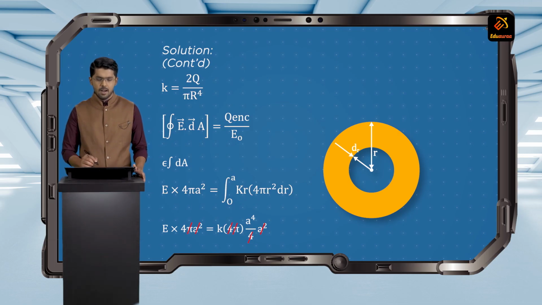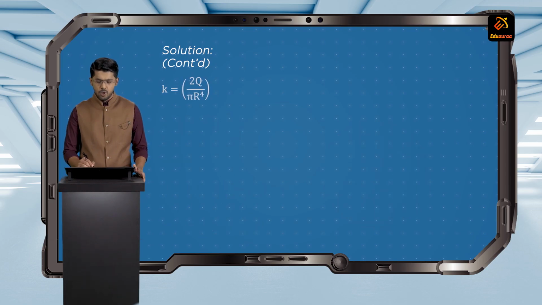Now you can go ahead and replace the value of k that you had just calculated, which was 2q upon pi into R to the power 4 in this question. And when you do that, you arrive at the value of electric field, which is k a square by 4 epsilon naught.